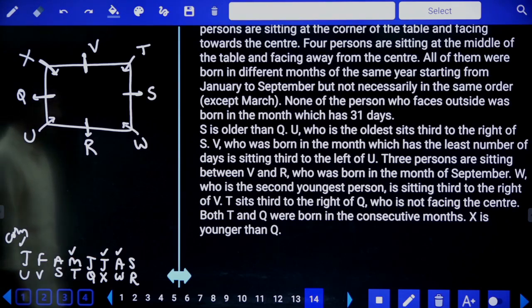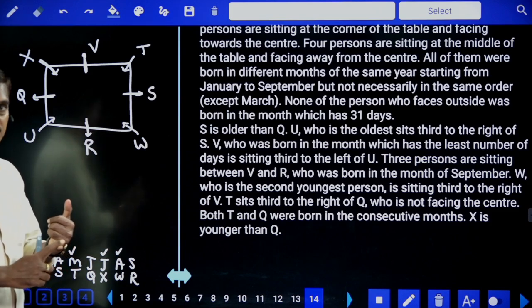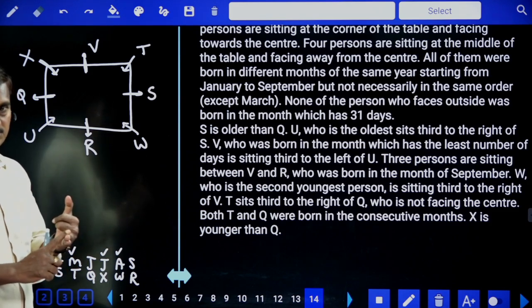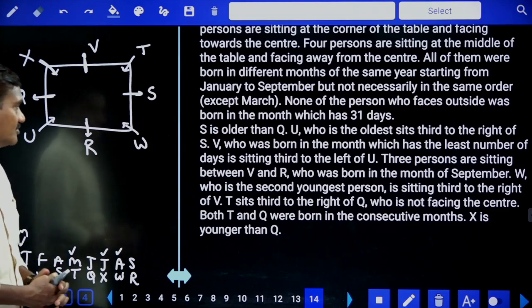Done with this, this is the final arrangement. Now it is a combination of square table, months, and at the same time number of days in a month. Clear? Now with this we have come to an end of this one.